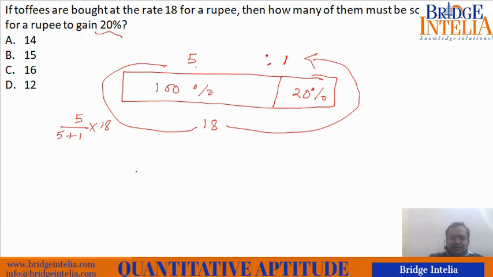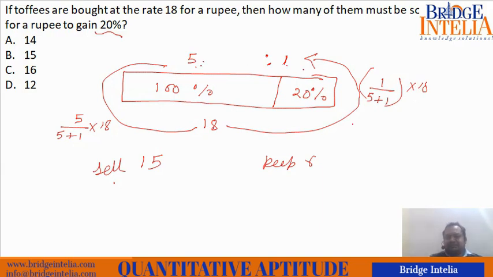So if you see properly, this is 15 chocolates. He will sell 15 chocolates and keep 6 chocolates, because this is 1 divided by 5 plus 1, times 18. So you just have to divide 18 in this ratio, 5:1. So sell 15, whatever the object is. In this case it is a toffee, and keep 6 with you. So 15 is the correct answer. Let's move to the next one.